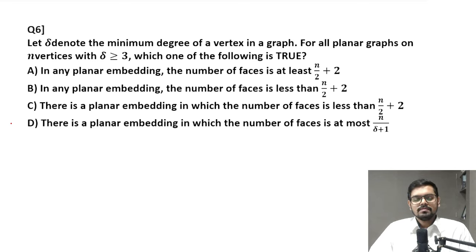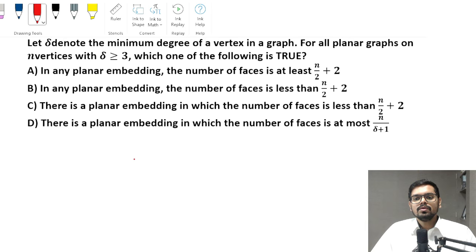This is moderate level. Pause the video, try, then look at my solution. Tried. The question says, let delta denote the minimum degree of a vertex in a graph. For all planar graphs on n vertices with degree greater than or equal to 3, which one of the following is true? Option A, in any planar embedding, the number of faces is at least n/2 plus 2. Option B says it is less than n/2 plus 2. Option C says there is a planar embedding in which the number of faces is less than n/2 plus 2. And option D says the number of faces is at most n/delta plus 1. So which one is correct?